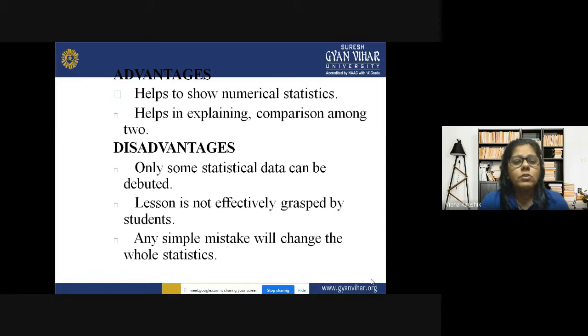Now disadvantages: only some statistical data can be depicted. Lessons are not effectively grasped by students. It is known that with the help of the graph, the teacher or the student can easily grasp the lesson in an effective manner. And any simple mistake will change the whole status. If we are not sure or have made some mistake in presenting the data on the graph, then it will change the whole statistics.